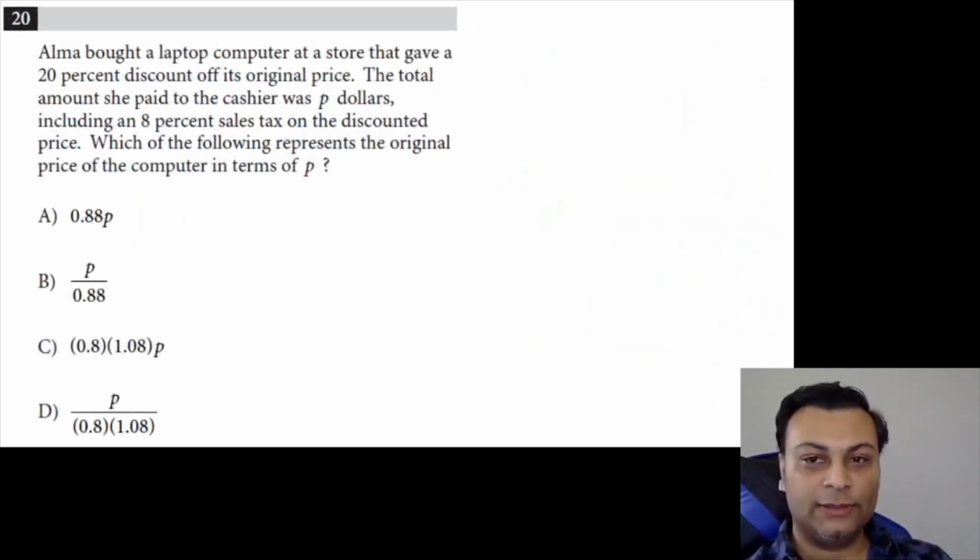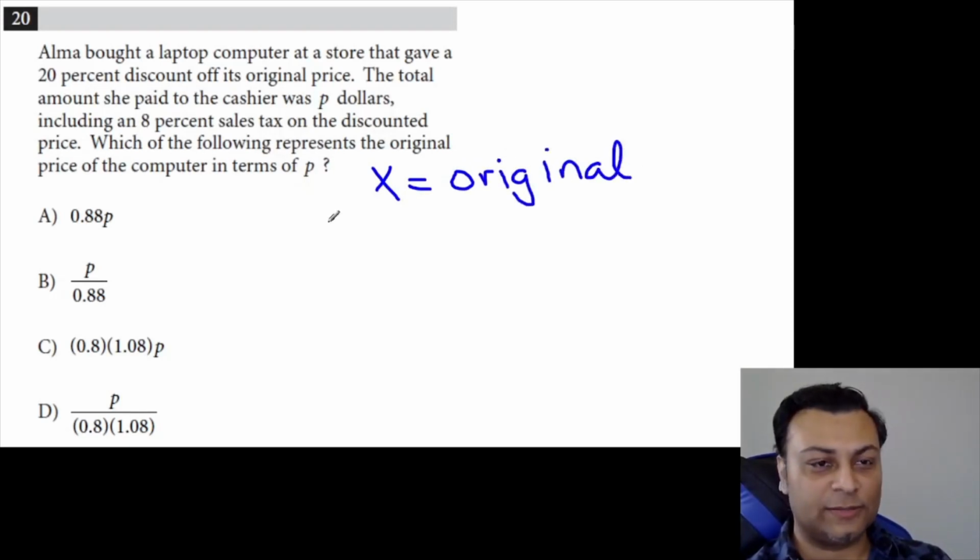Moving on to number 20. Alma bought a laptop computer at a store that gave a 20% discount off its original price. The total amount she paid to the cashier was P dollars, including an 8% sales tax on the discounted price. Which of the following represents the original price of the computer in terms of P? So we want the original price of the computer, and all we're told is what she paid, the total at the register. Okay, we're going to let the original price of the computer be X. And then we're going to solve for X, and that's going to be our answer.